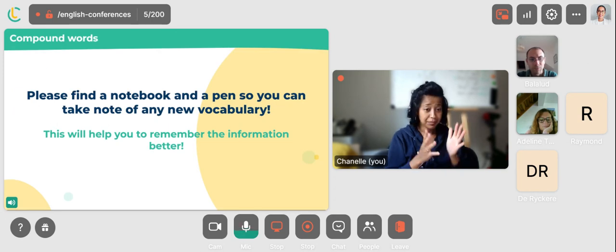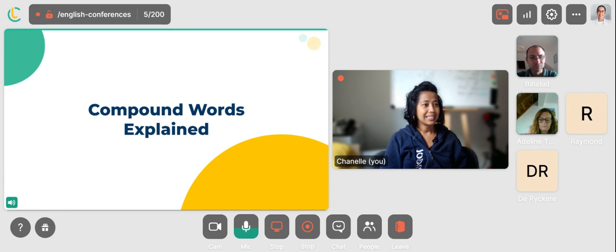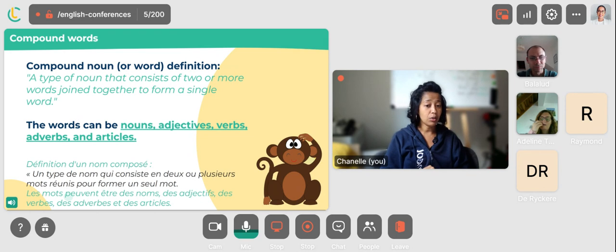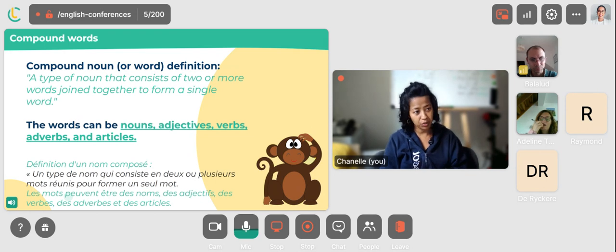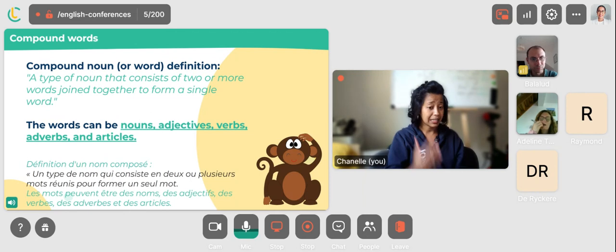So you can find a notebook and a pen so you can take note of any new vocabulary. This will help you remember the information. Compound words explained. Alors, avant qu'on continue, juste en bas de votre écran, vous pouvez voir qu'il y a la traduction en français. Donc, si vous ne comprenez pas quelques mots, vous pouvez regarder et comme ça peut être un peu plus facile pour vous.